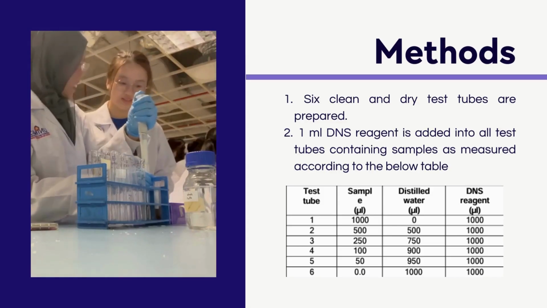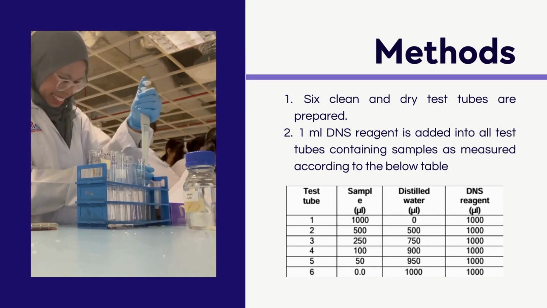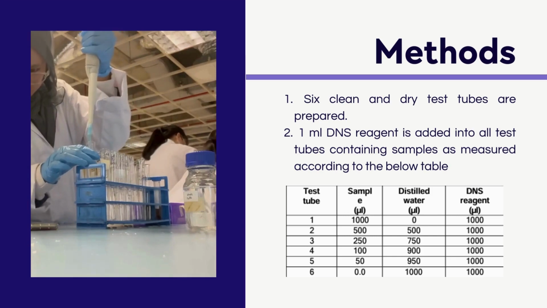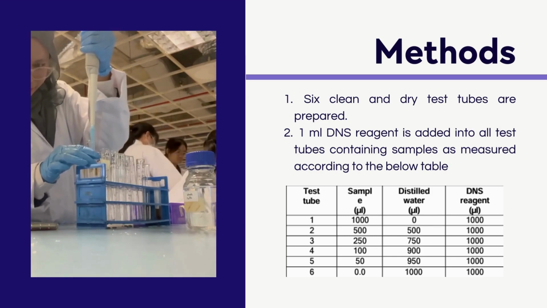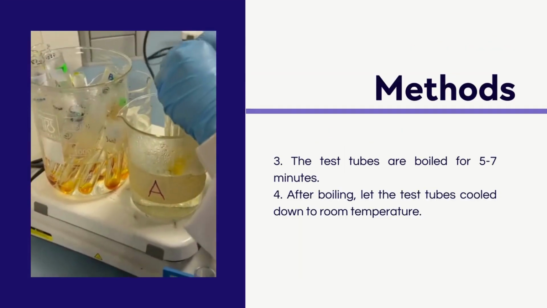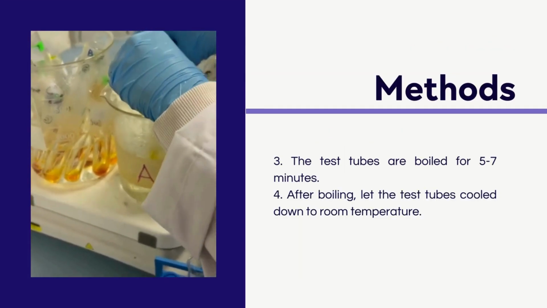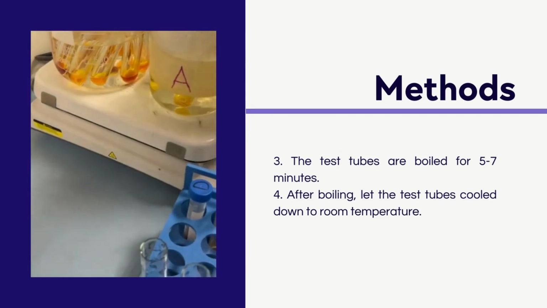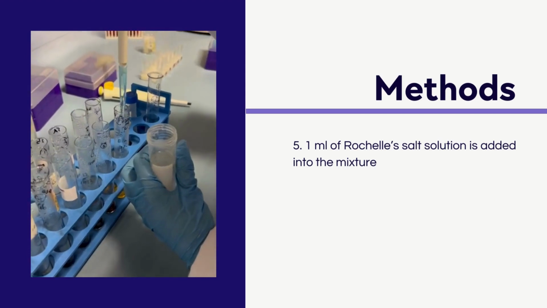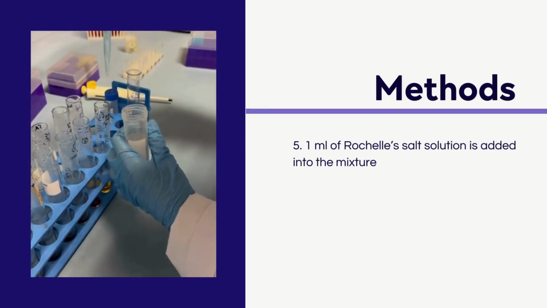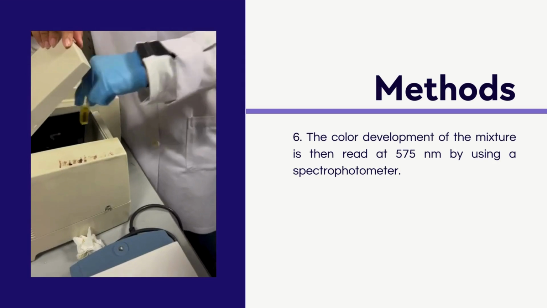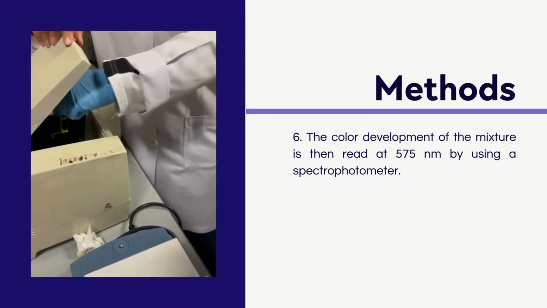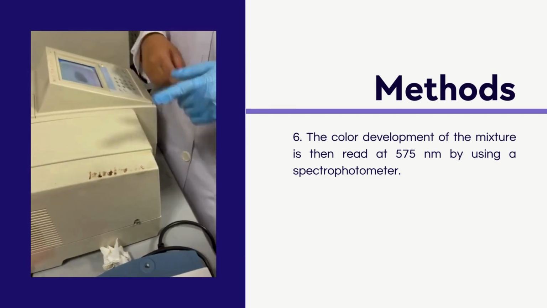Practical 4 method. Six clean and dry test tubes are prepared. 1 ml of DNS reagent is added into all test tubes containing samples, as measured according to the table below. Third, the test tubes are boiled for 5 to 7 minutes. After boiling, let the test tubes cool down to room temperature. Fifth, 1 ml of Rochelle salt solution is added into the mixture. Lastly, the color development of the mixture is read at 575 nanometers using a spectrophotometer.